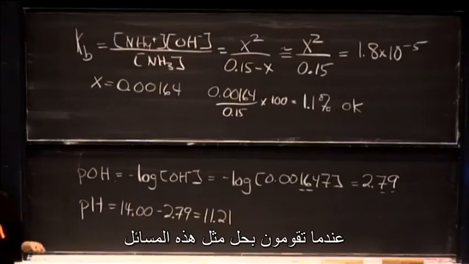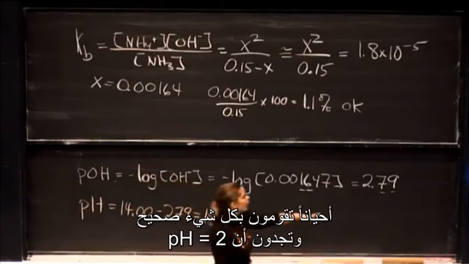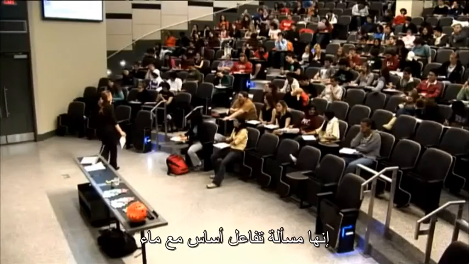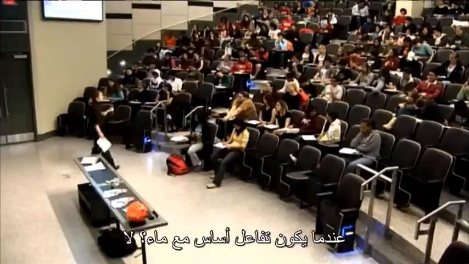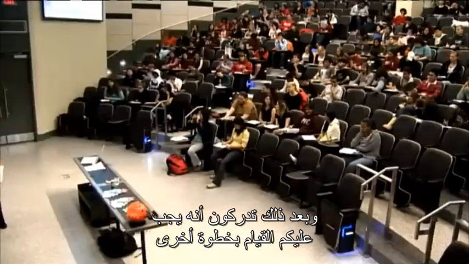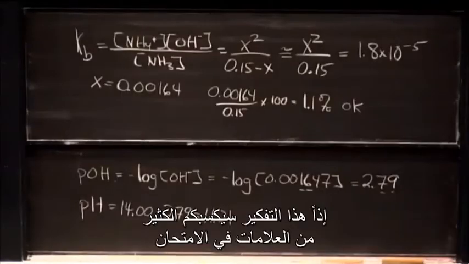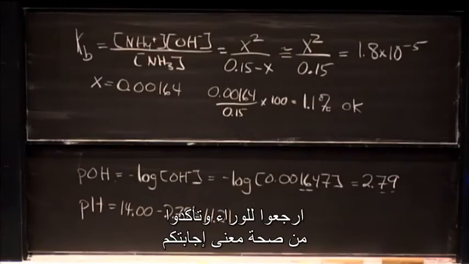Now, in doing these problems, always consider, sometimes you're rushing and you get done, and you say, OK, my pH is 2. But go back and think about the type of problem you're doing. It's a base in water problem. Would it make sense that the pH was 2 if it was a base in water problem? No. And so then you realize, oh, I have to do another step. So that kind of thinking can save you a lot of points on the exam, to remember what it is you're trying to calculate and go back and make sure that your answer makes sense.